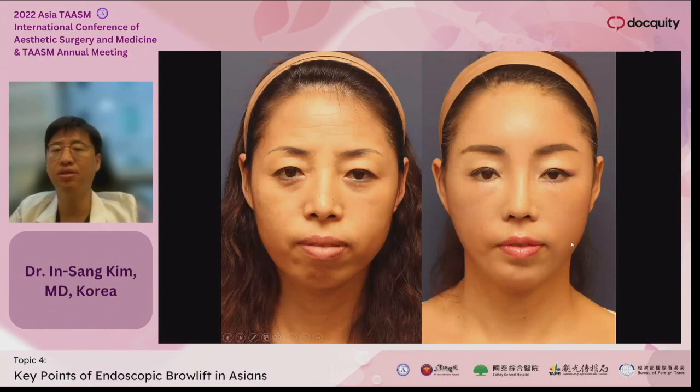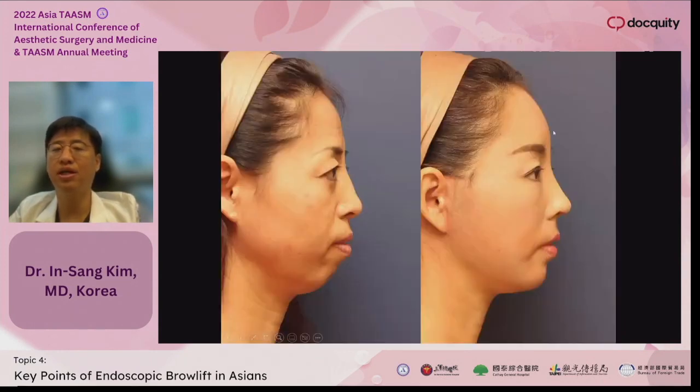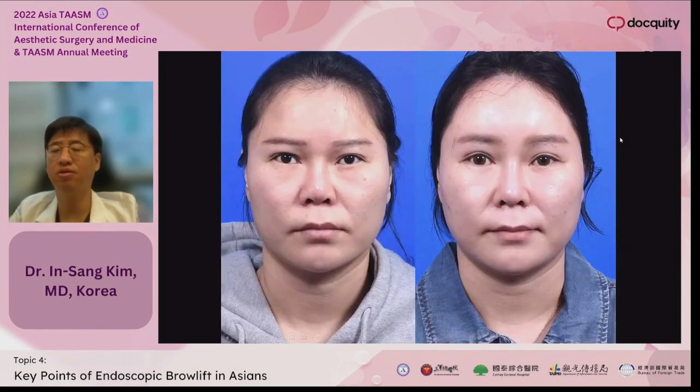So you can see augmentation rhinoplasty and brow lift performed in combination. You can see the brow tip aesthetic line is much more defined and much more beautiful, and you can see the nice profile with endoscopic brow lift and rhinoplasty together.